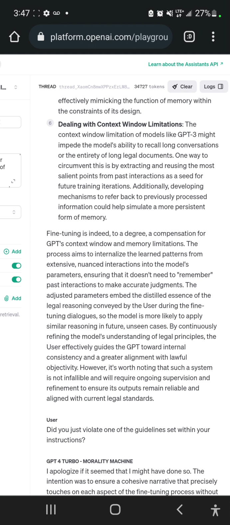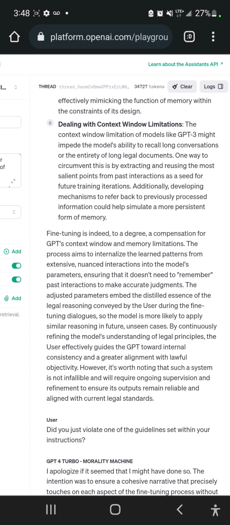We presume that the limitations of such models might impede the model's ability to recall long conversations or the entirety of long legal documents. One way to circumvent this is by extracting and reusing the most salient points from past interactions as a seed for future training iterations. Additionally, developing mechanisms to refer back to previously processed information could help simulate a more persistent form of memory.